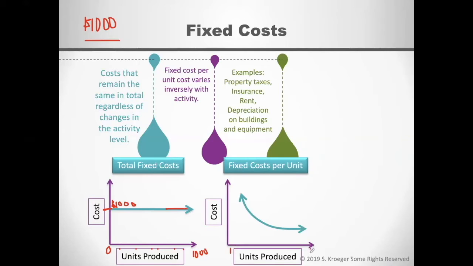Let's say I made 1,000 shirts. How do I associate this cost with those 1,000 shirts? Well, if I made 1,000 shirts and rent cost me $1,000, then I can allocate that by saying it cost me $1 to make each shirt. That's why on a per unit basis, it's more of a curved line. The more we make, the more of the cost we can allocate.